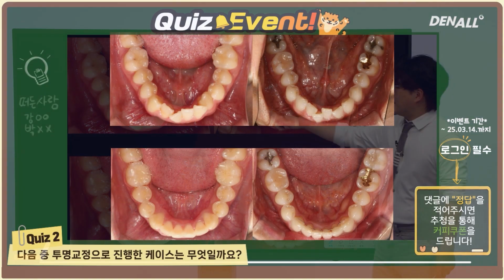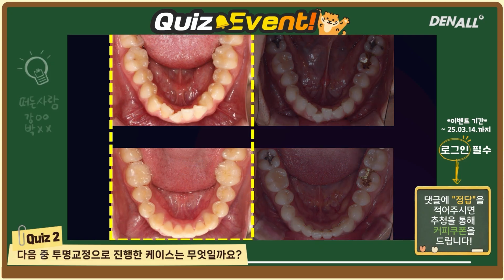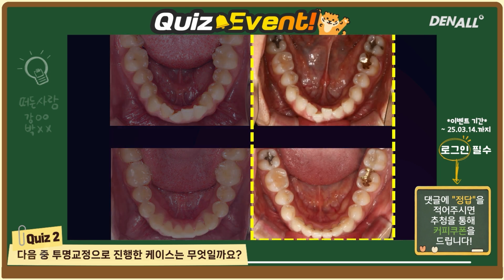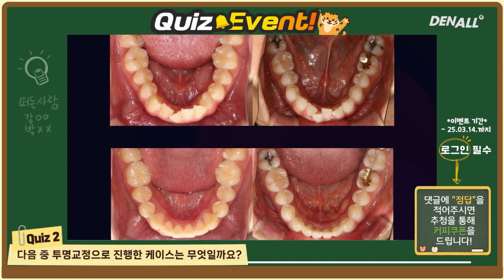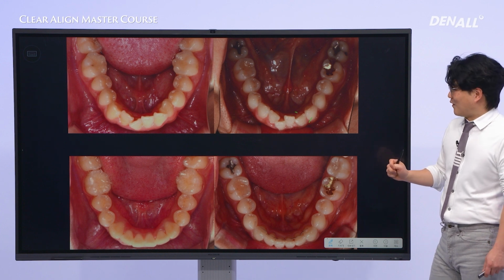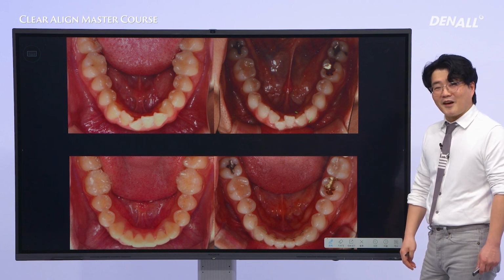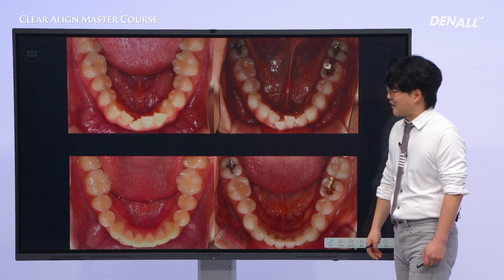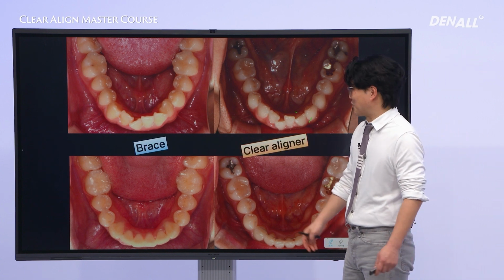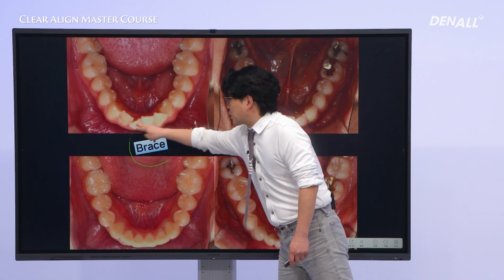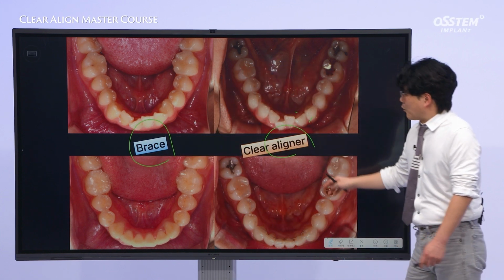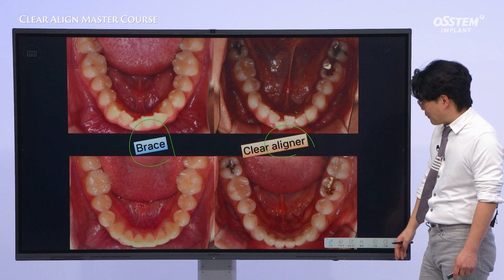Here's another quiz. Compare the orthodontic treatment cases on the left and the right. Guess which one used braces and which one used clear aligners. On the count of 3, 1, 2, 3. The answer I was expecting was both are pretty impressive. Anyway, what was your answer? This one is the brace case, and this one used clear aligners. You might say there's not a big difference between them.